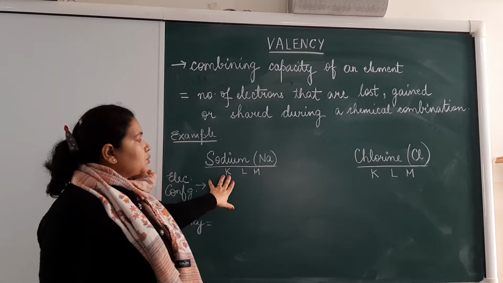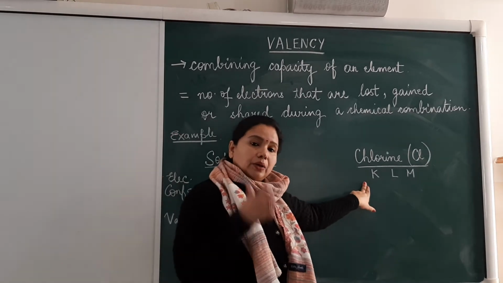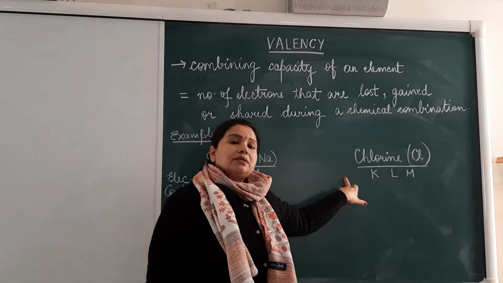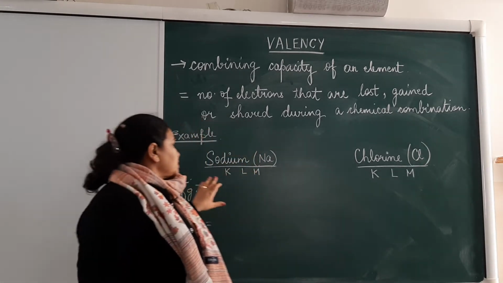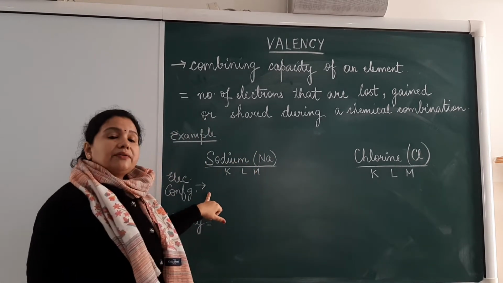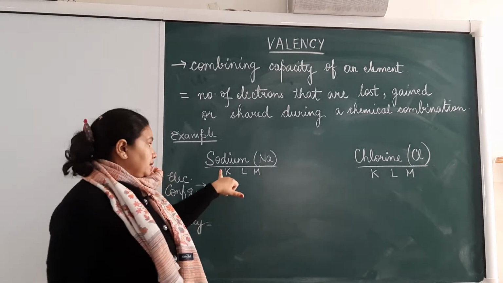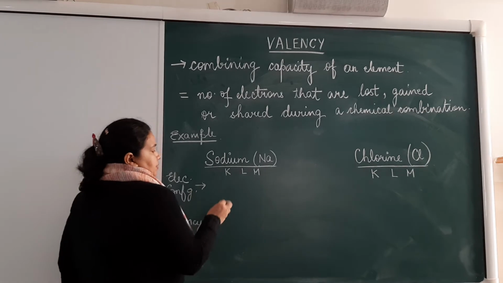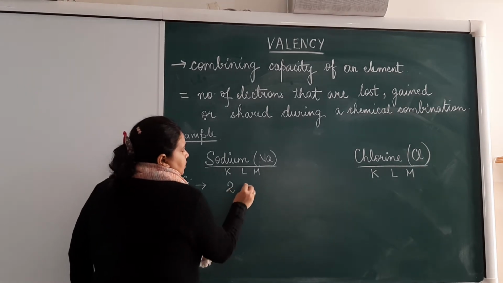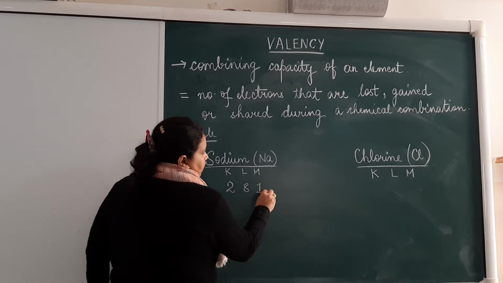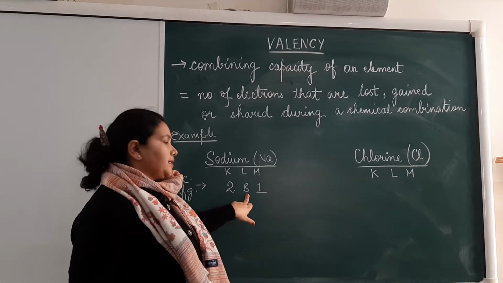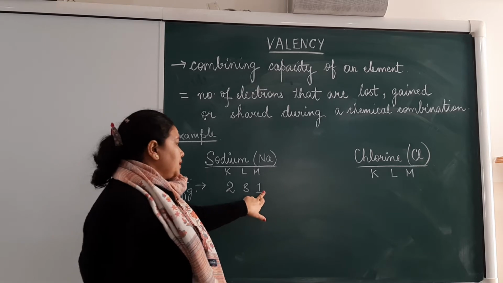Here we have taken two elements, sodium and chlorine. Sodium is a metal, whereas chlorine is a non-metal. Let us first see what is the electronic configuration of sodium. The atomic number of sodium being 11, the electronic configuration will be 2, 8 and 1. That is, it has 2 electrons in its K shell, 8 in the L and 1 in the M shell.